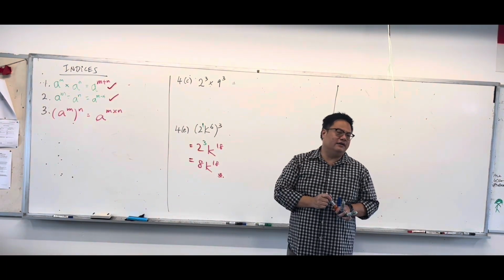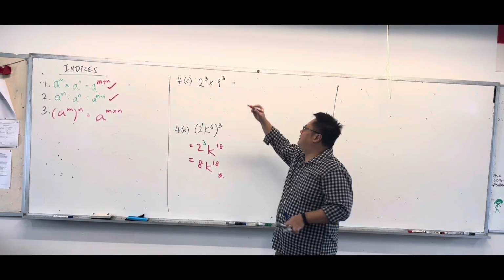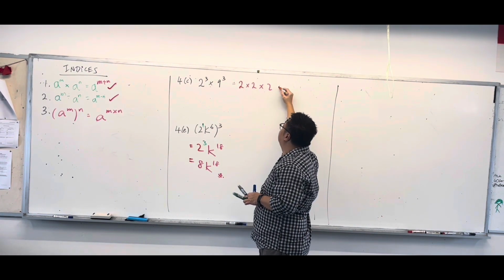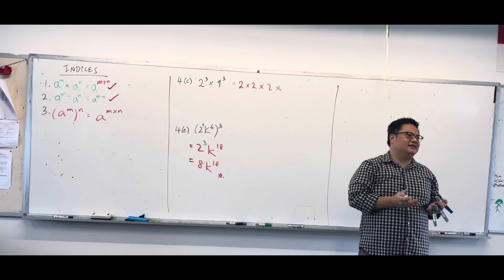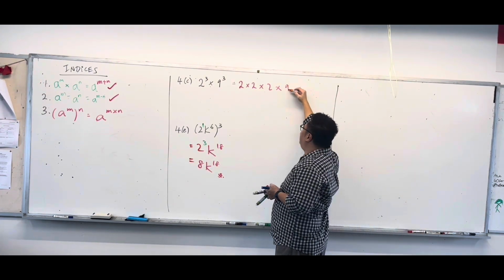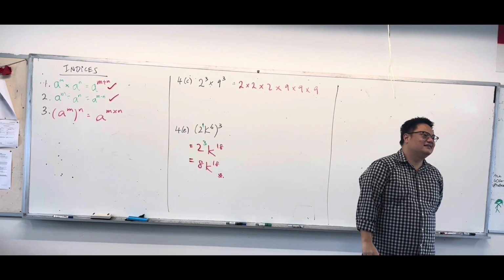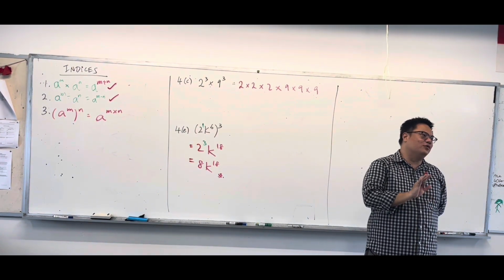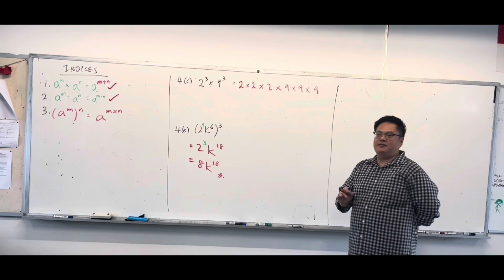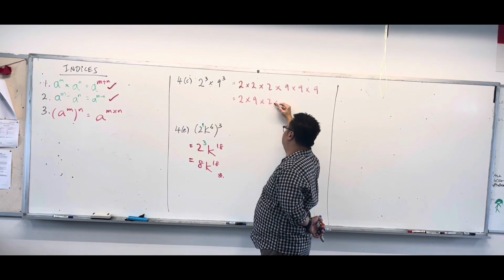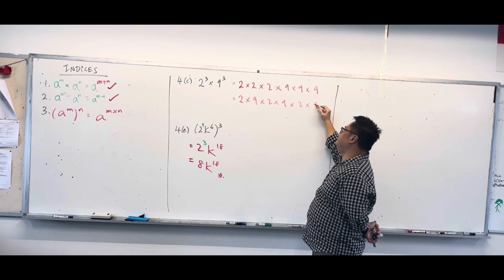2 cube. Can you tell me what's 2 cube? What does it mean? 2 times 2 times 2. 9 cube means what? 9 times 9 times 9, right? Yes or no? Yes. Okay, now if I were to rewrite it, tell me if the next line is the same. Are they the same? Yes.